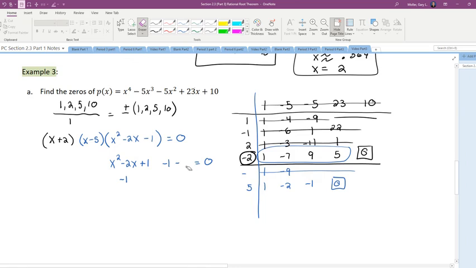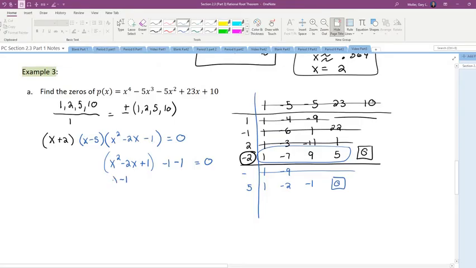God, my computer is really going slow here. One second. All right. So again, I took half of -2, which is -1. I squared it. I added 1. I subtracted 1. There was already a -1 in the problem, so that's that one.